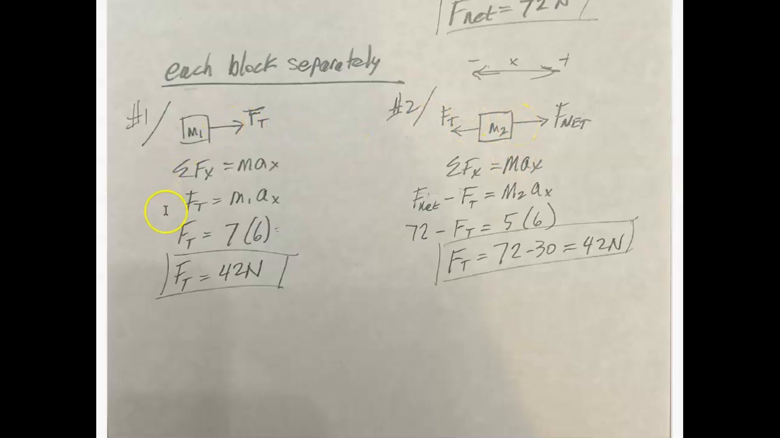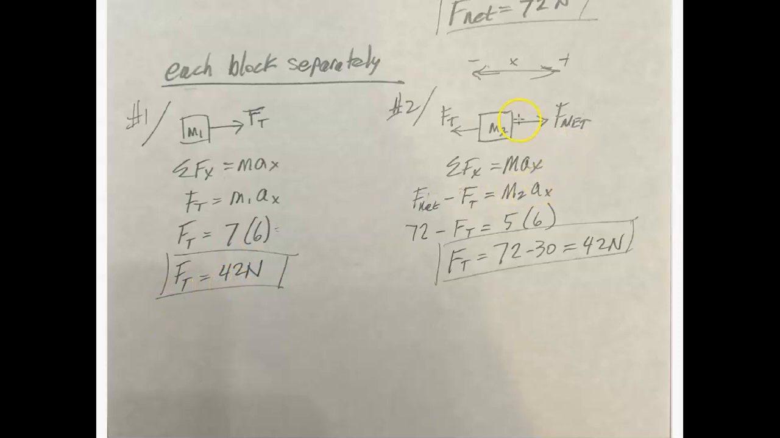You're going to see that using block number 1 is the simpler of the 2 ways, because there's only one force, and so there's only one unknown in my equation here, and it's a simple F equals ma, where Ft is the force, m1 is the mass, and both blocks are accelerating at 6 meters per second squared. So mass 7, acceleration 6, the tension in the string is 42 newtons.